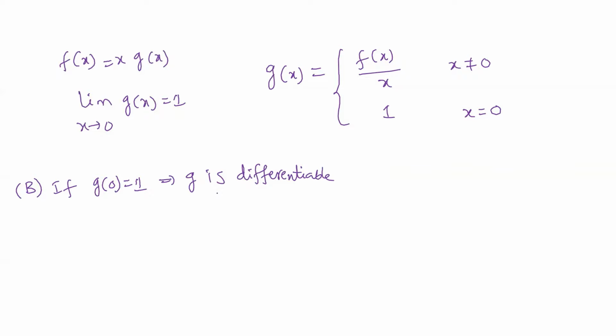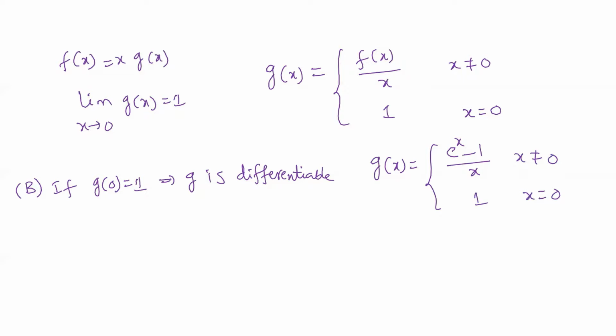So the only problematic point for g of x is going to be 0, right? So it is going to be differentiable everywhere. How is this differentiable? Because g of x can be written as f of x upon x, and f of x is nothing but e raised to x minus 1 upon x when x is not equal to 0, and this one is going to be 1 when x equals 0. So e raised to x is a differentiable function, and everything is going to be differentiable here. So g of x is going to be differentiable for every x except 0, right?